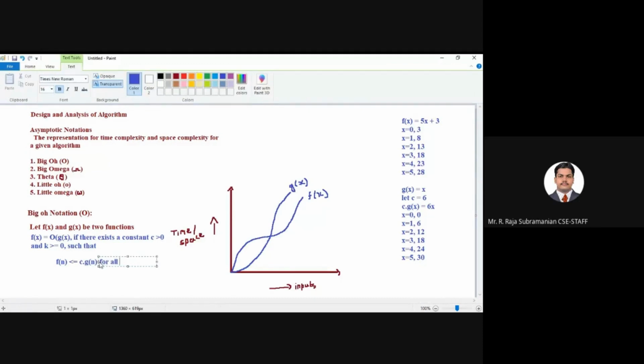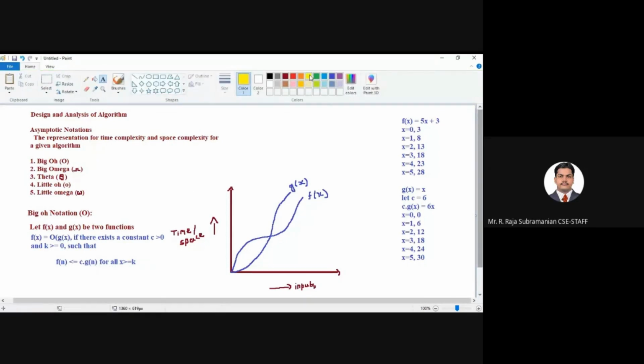For all x greater than or equal to k, right? Now I'll take on color, that is yellow will be nice. Now I'll explain this definition. f of n is equal to big O of g of x if there exists a constant c. My constant c is 6. So I want to multiply that 6 with g of n. Yes, I have done. That is 6x.